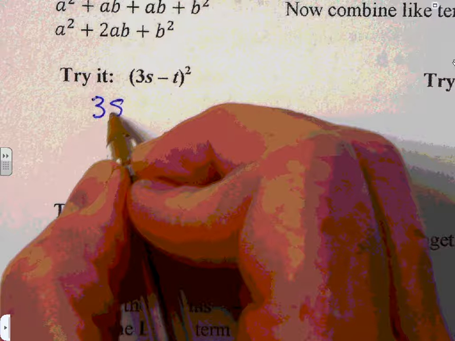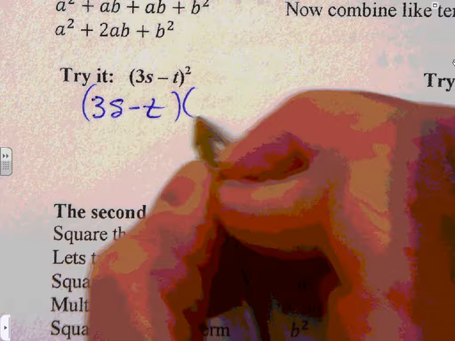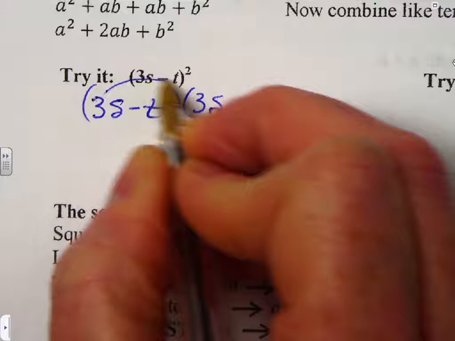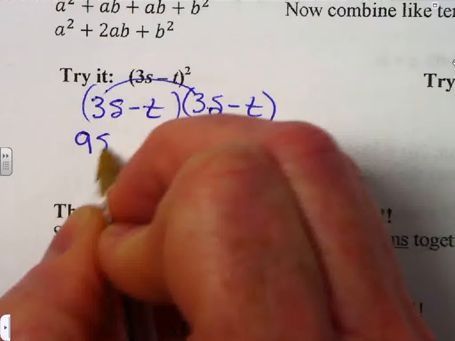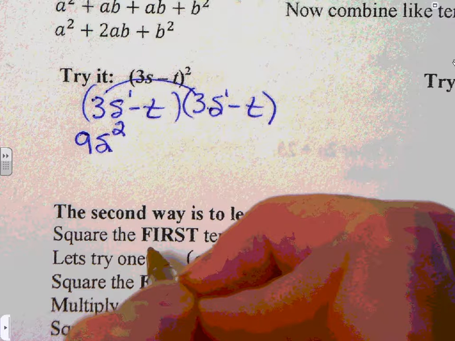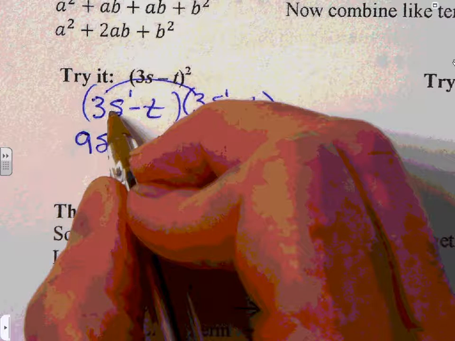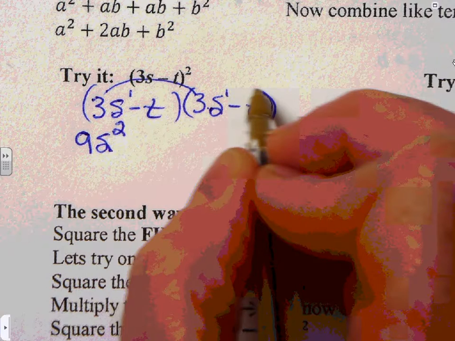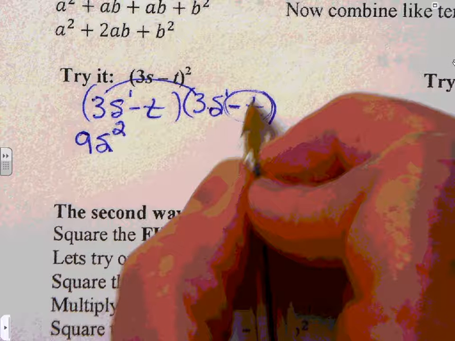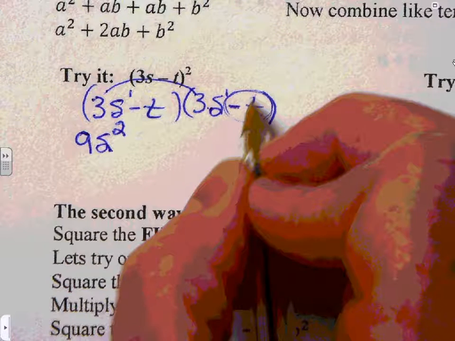3s minus the t times the 3s minus the t. So distributive property, first term times that gives me a 9s to the second power, because remember you're adding your exponents when you have bases that match. And then I have a 3s times a negative t. That negative is attached to that variable right there. So that's a negative 3st.